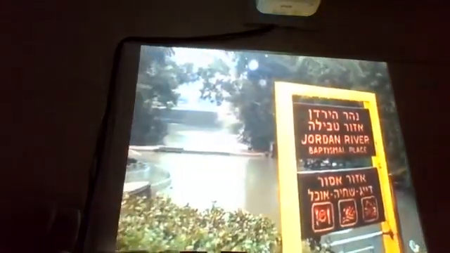Okay, let's complete our introductory tour of the Galilee by visiting the Christian baptismal site called Jordanit. It's located right around the corner from here. This is the beautiful site called Jordanit, where most Christian pilgrims come to witness their faith in baptism.